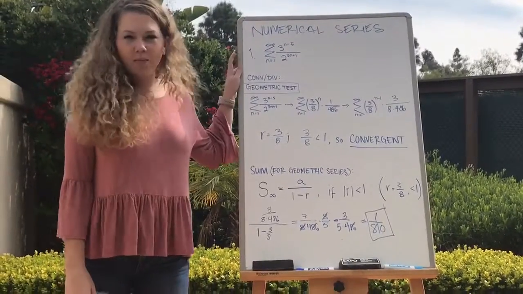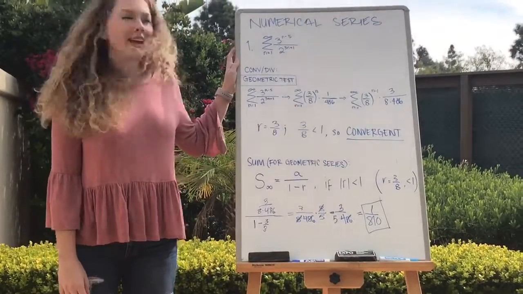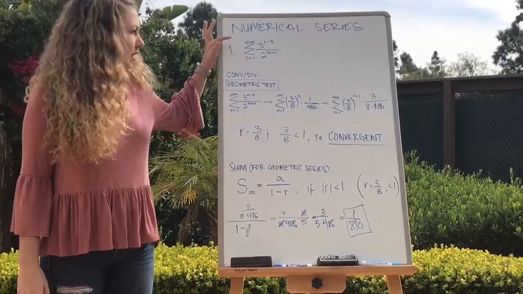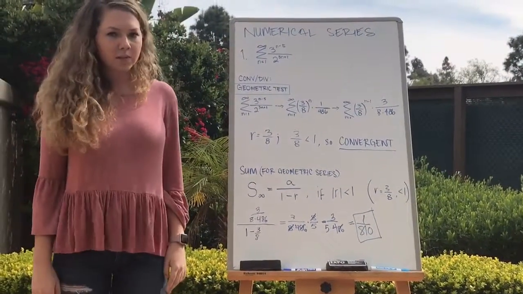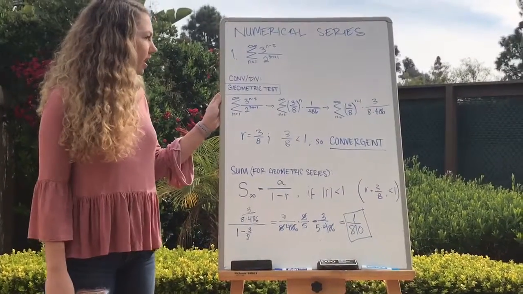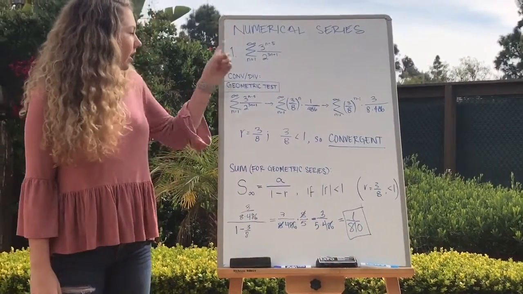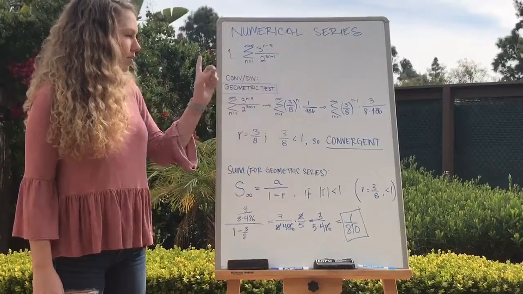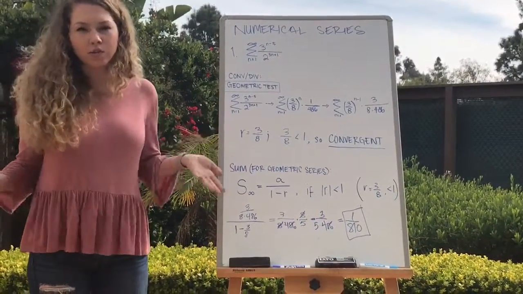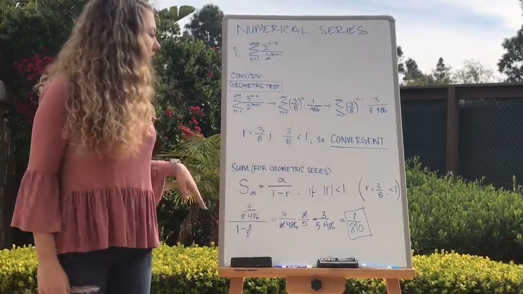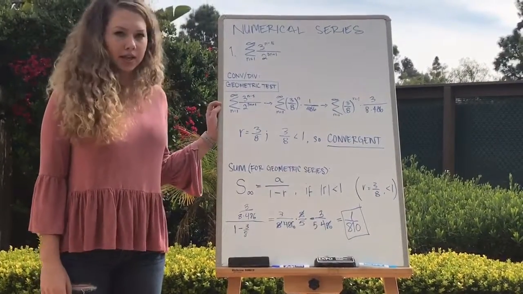Okay, so this is the first problem in our numerical series worksheet. It's the series from n equals 1 to infinity of 3 to the n minus 5 over 2 to the 3n plus 1. And the first thing you should do is recognize that you can make this into a fraction to the power of n, which makes it easiest to use a geometric test, but there's other tests you can use, like the ratio test or the root test. In this example, we're going to use the geometric test.